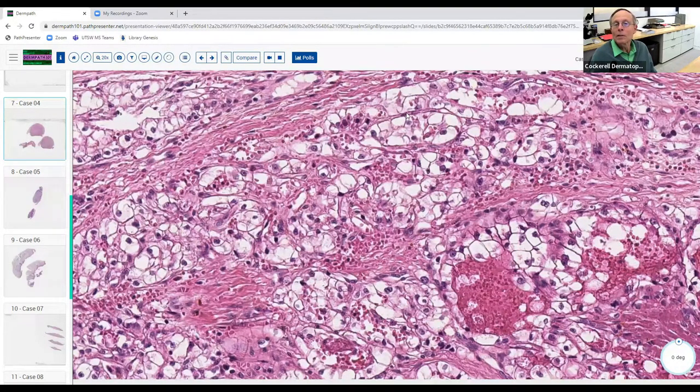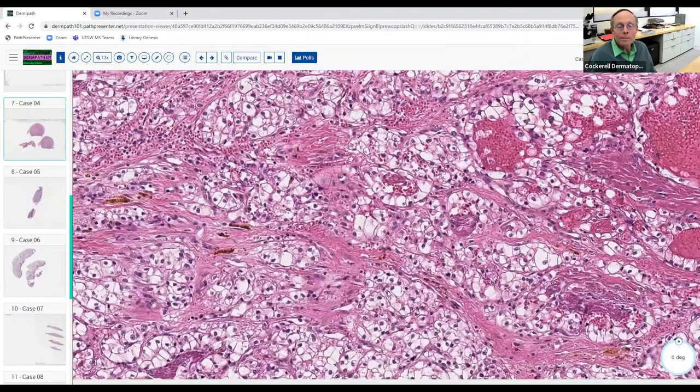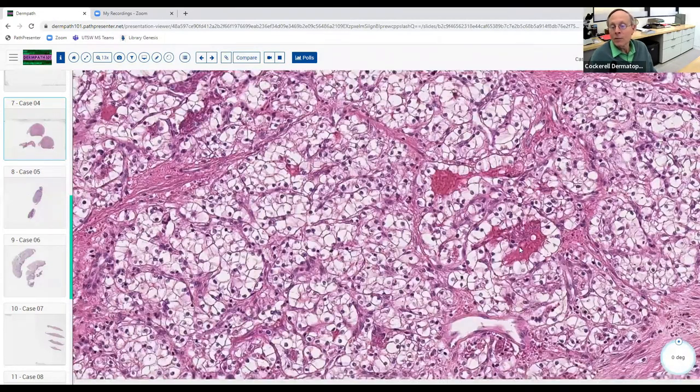They're actually forming little structures here that are recapitulating the nephron of the kidney. So these are almost like tubules. The kidney is what's really going on here. So it's actually recapitulating the neoplasm that's in the kidney itself.